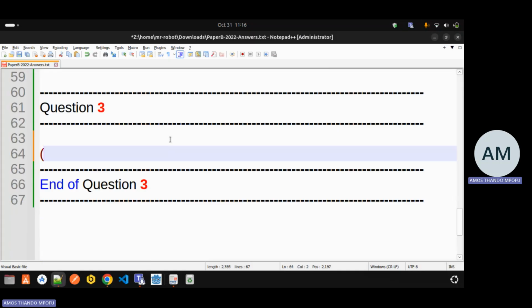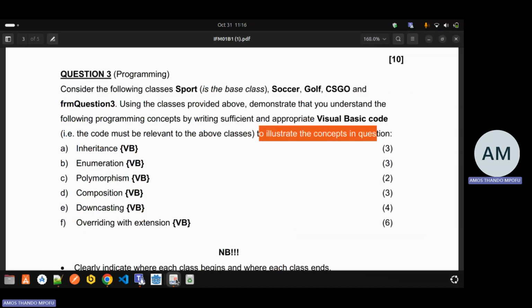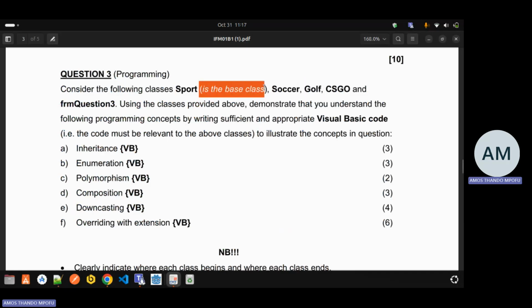So let's start with A. They want you to demonstrate inheritance, and they want physical code. Remember, soccer is a sport, golf is a sport. So we can use any of those classes to demonstrate inheritance. And they even told you that Sport is a base class. They shouldn't have told you that; you're supposed to figure it out. They're very lenient sometimes.